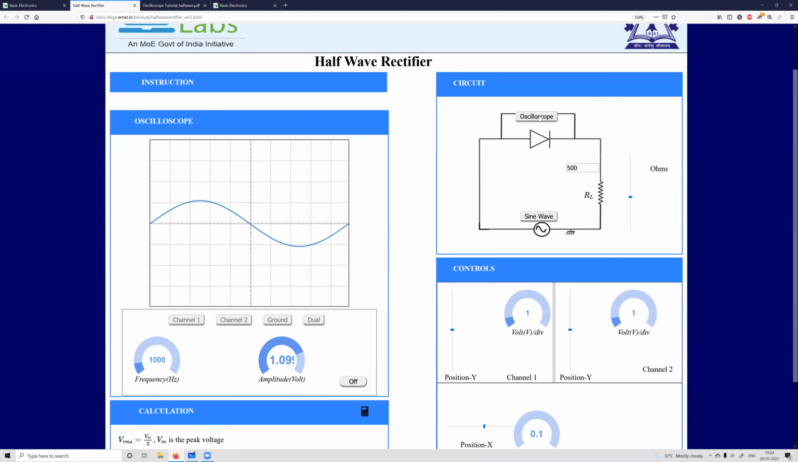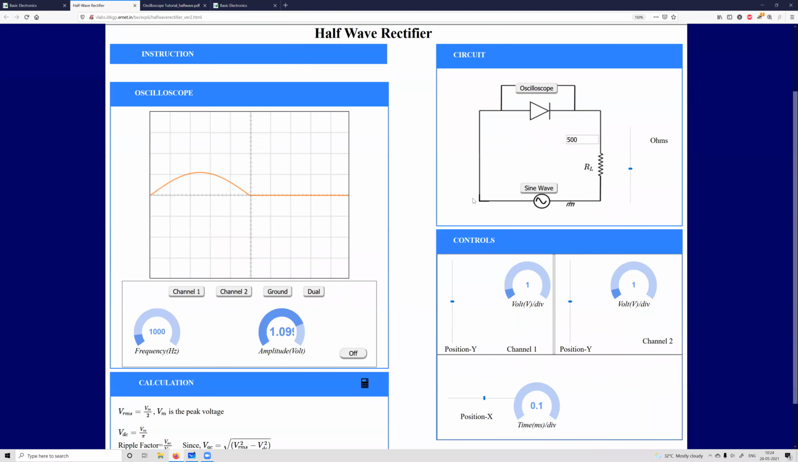Again, let's click here. Next step is click here. Now you can see the rectified output. This is the original output. This blue waveform, I am getting it from the sine wave source, and the orange waveform is the rectified output.